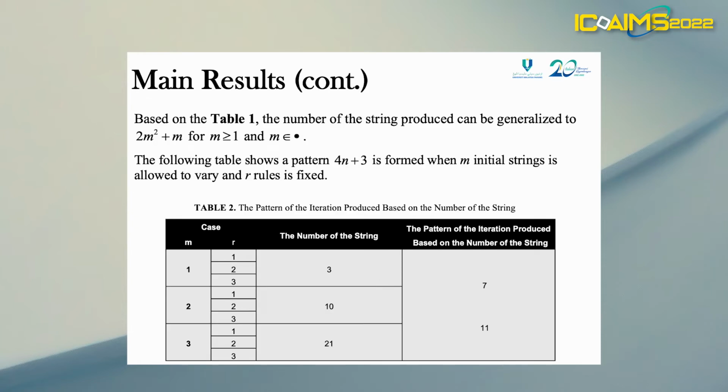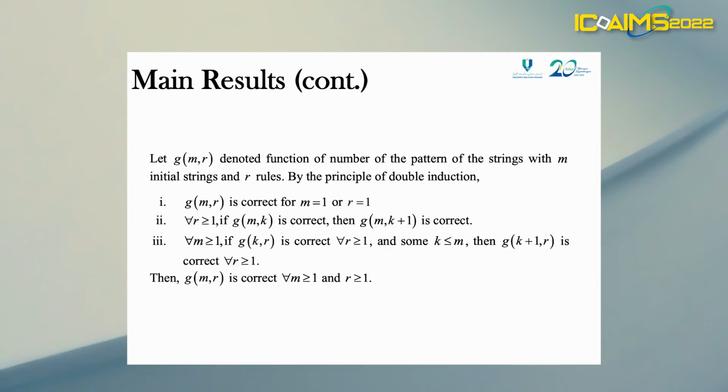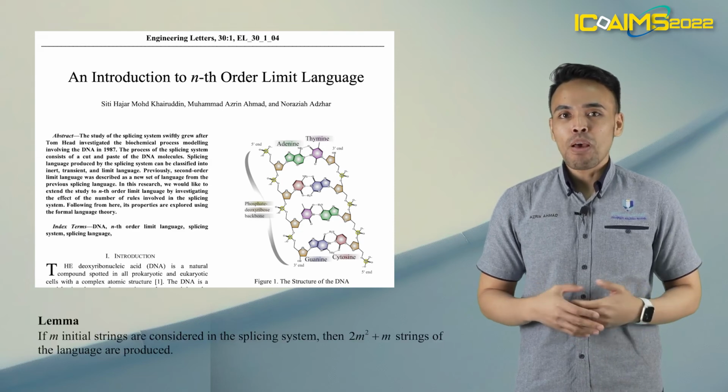The next table is useful when we want to prove the lemma by using the double induction method. Here, we introduce GMR as a function that presents the pattern of the strings with M initial strings and R rules. The double induction proving method is applied since there are 2 variables in the function. By using the results in the paper on introduction to nth order limit language and lemma 1 in this paper, the following theorem is presented.